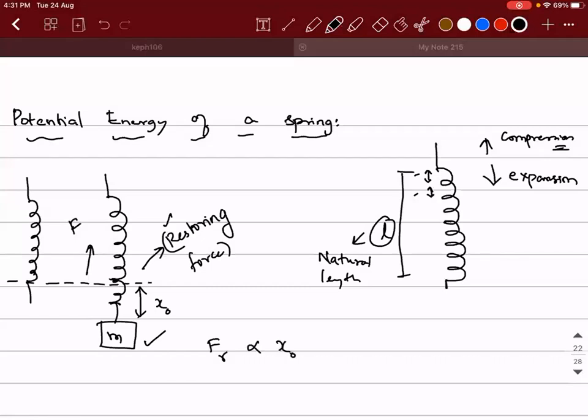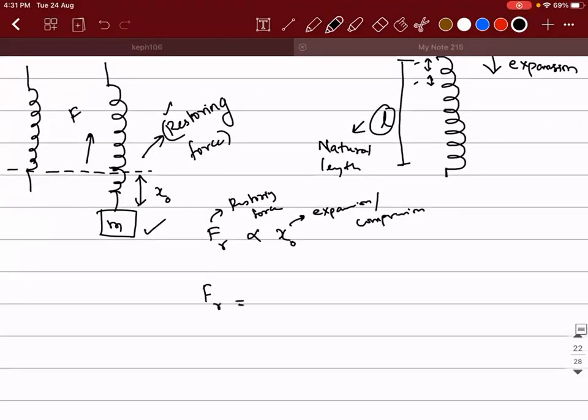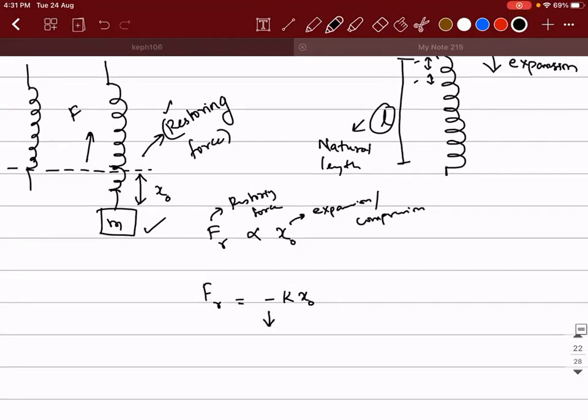So there will be a restoring force acting, where this restoring force Fr is observed to be directly proportional to x naught, where Fr is the restoring force and x naught is the expansion or compression. Then if you remove the proportionality symbol, Fr will be written as minus k into x naught. Here, the minus sign is coming because of the restoring nature of this force. And this k is called the spring constant. So each spring will have a spring constant associated with it.